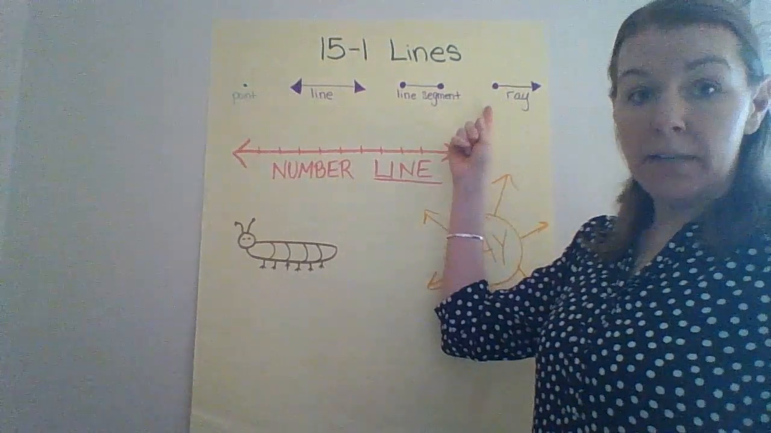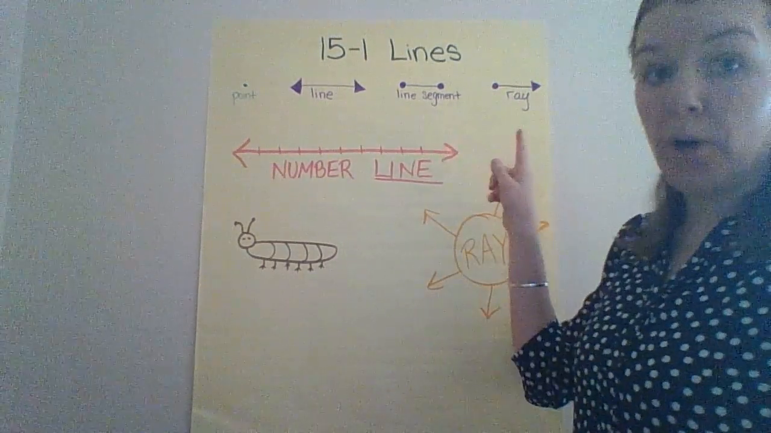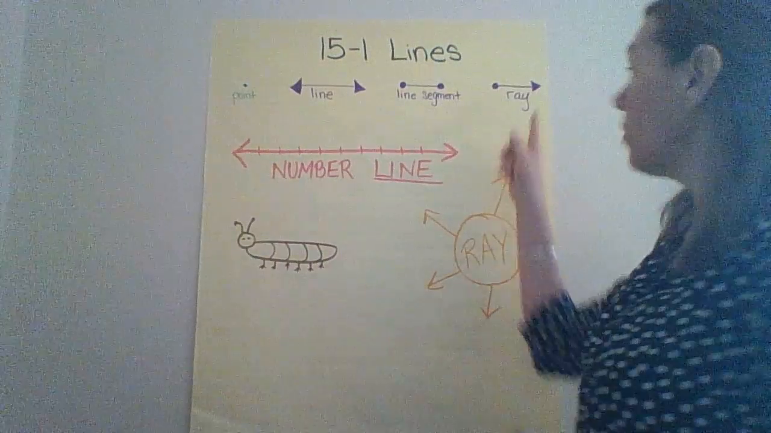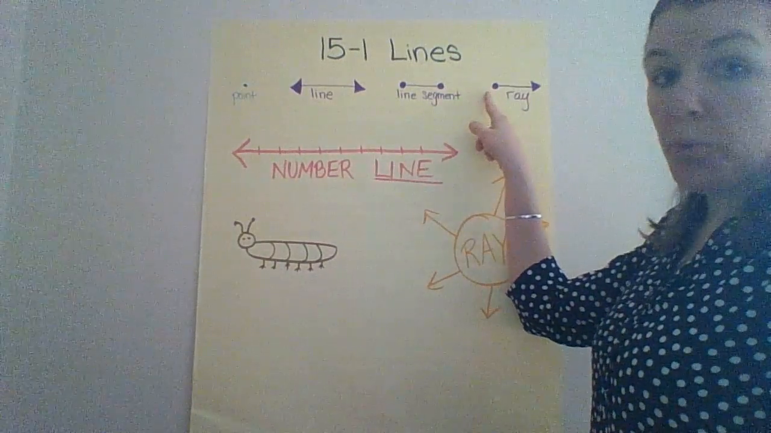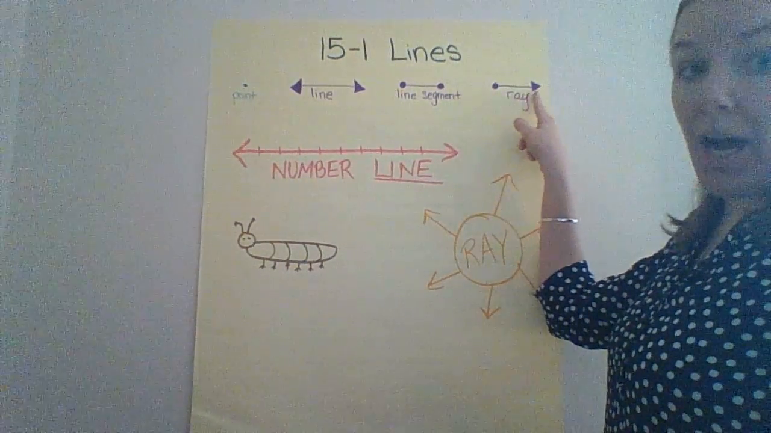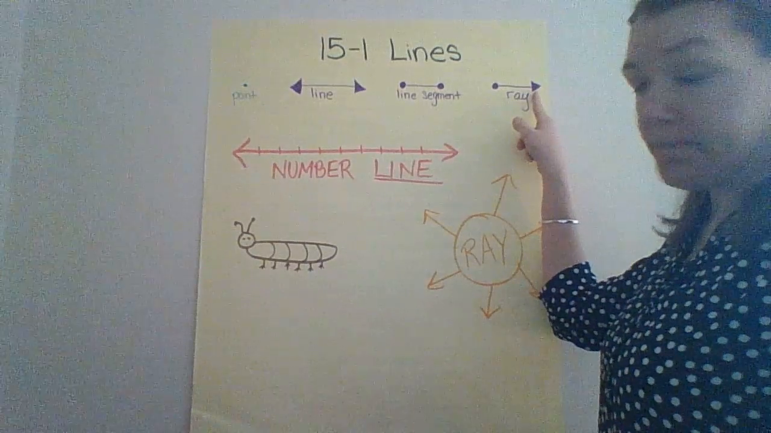And then we have a ray. A ray is another part of a line. The line is the whole thing. A ray is a part with one endpoint, but then it goes on forever in another direction.